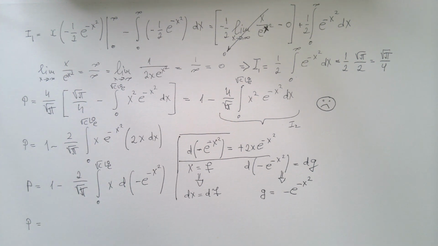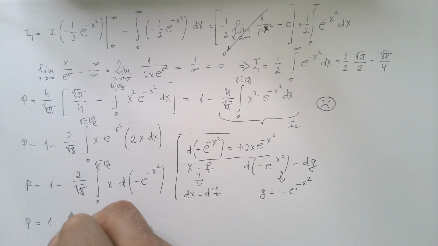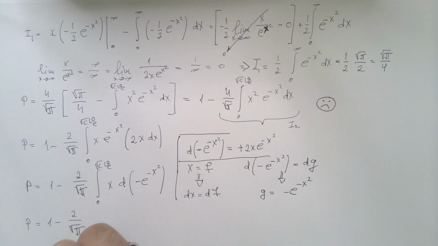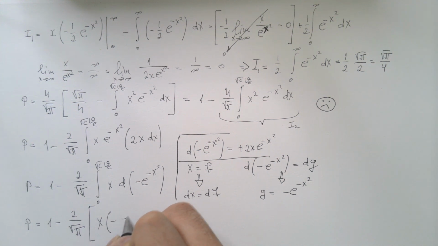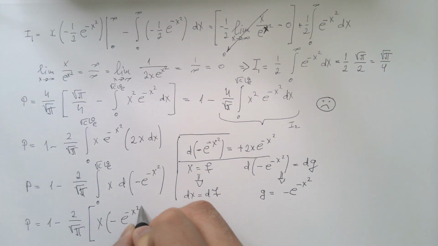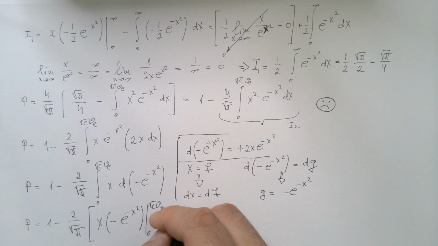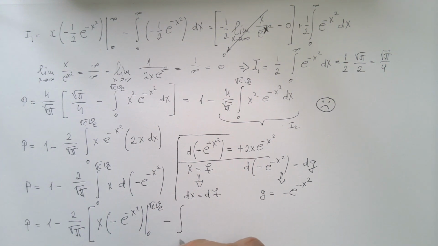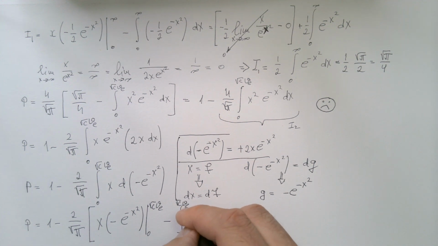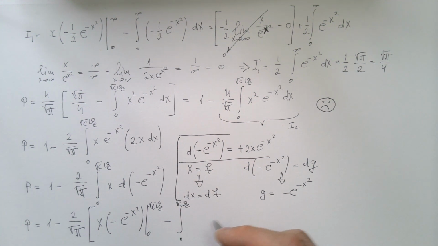therefore becomes 1 minus 2 over square root of pi, and then I will have f times g. Well, f is x times g, well, that's minus e to negative x squared, and that needs to be evaluated between 0 and the square root of c ve, minus integral between 0 and square root of c ve, g df, but g is negative e to negative x squared, df is dx.